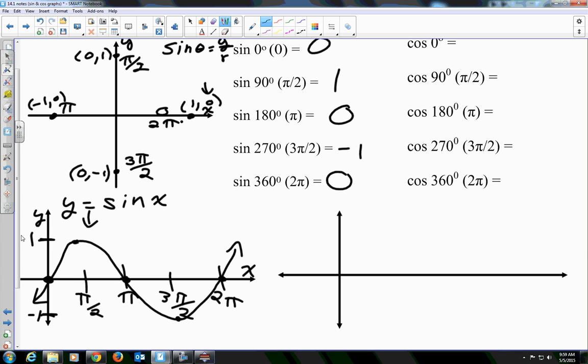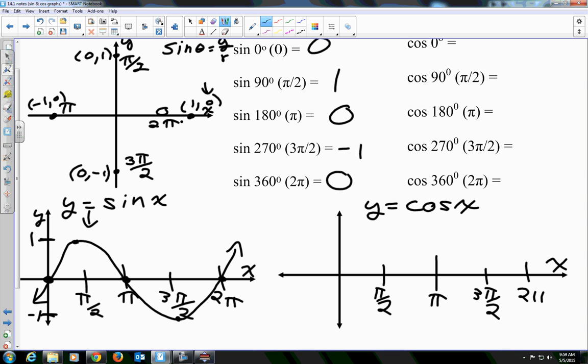Okay? So on this one, we're going to graph the equation y equals cosine x. Okay, it has the same period, so we're going to divide it into the same 4 equal parts. So on the x-axis, I'm going to have pi over 2, pi, 3 pi over 2, and 2 pi.